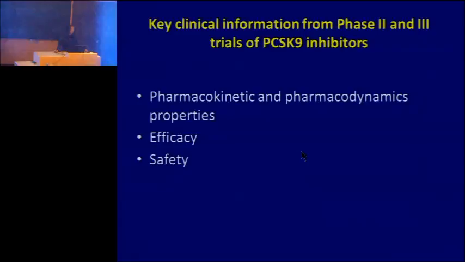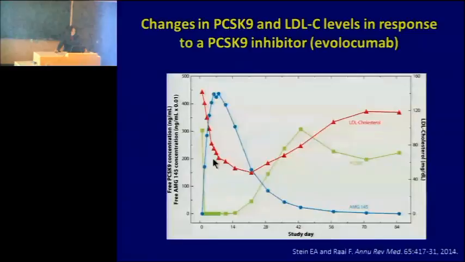So what's the key clinical information we can get from the phase 2 and 3 trials of these inhibitors? So let's look at the pharmacokinetic and pharmacodynamic properties, efficacy, and safety. So these are antibodies, so given as subcutaneous injections. The red line here is LDL cholesterol. The green line is the kidney bean, PCSK9 protein. And this is the antibody.